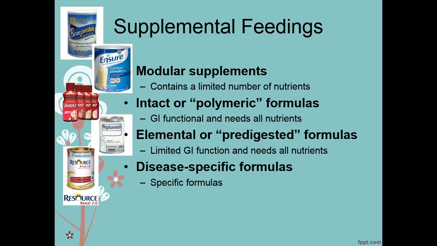They end up being really, really expensive. So I don't see them used too much in the hospital unless they're determined they're still trying to use their gastrointestinal system, but their gastrointestinal system just cannot digest it well enough. So they'll use this pre-digested formula. Then the last one is just disease-specific formulas. Maybe if they have kidney problems, liver problems, and the formula is actually tailored to meet the needs of that individual person. So these are 4 examples of supplemental feedings.